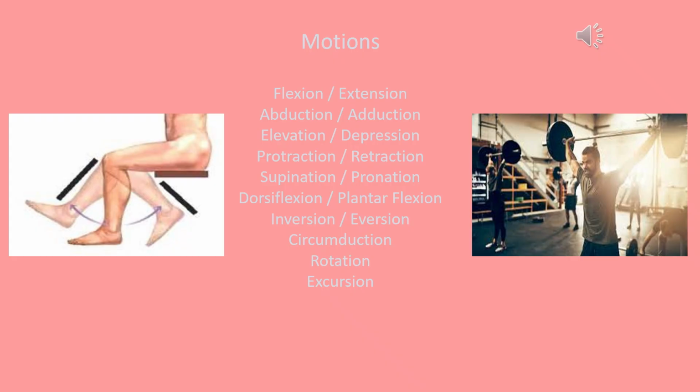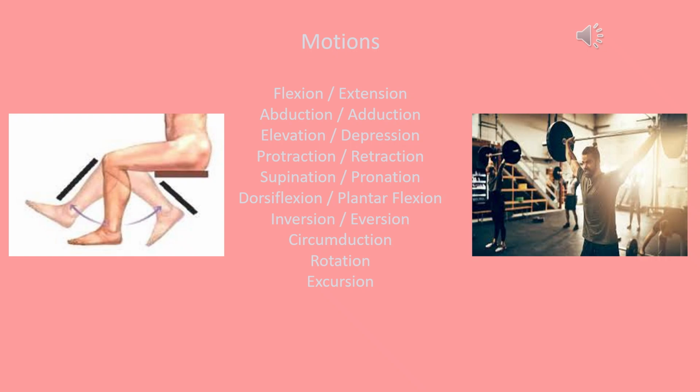Elevation means to raise up. Depression means to allow to sink down. We can elevate the shoulders just by shrugging the shoulders. That's called elevation. When the shoulders come back down to their normal position, that is called depression. To protract and to retract, well, that would mean to jut forward or to pull back. So we can protract, say, the jawbone. You can jut your chin out forward, or you can pull your chin back to its normal position. So that is protraction and retraction of the mandible.